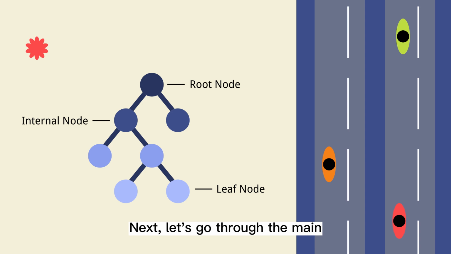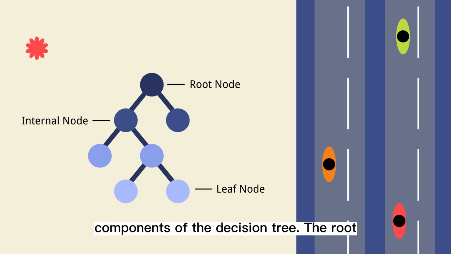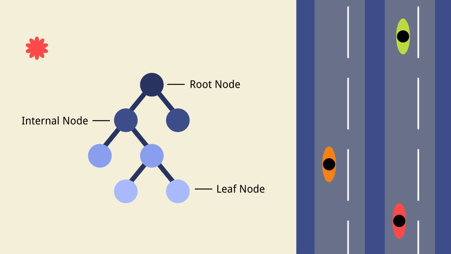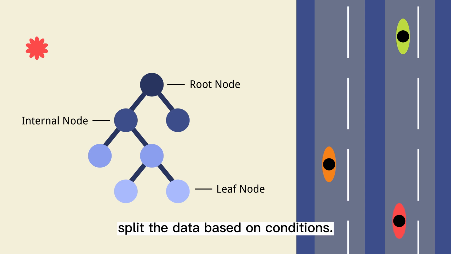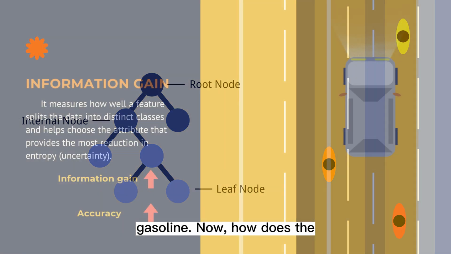Next, let's go through the main components of the decision tree. The root node is where the decision-making process starts. It's the very first question asked. Then we have internal nodes, which are used to further split the data based on conditions. Finally, we reach the leaf nodes, which present the final decision, and in our case, either electric or gasoline.